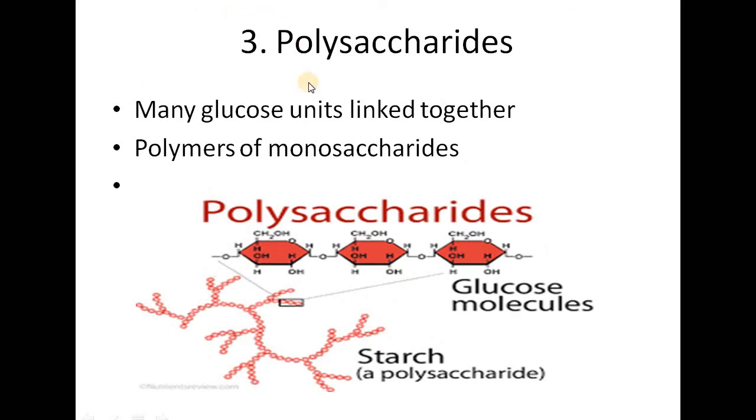These are polysaccharides. The polysaccharides, as we said, poly means more than two. So we have many glucose units that are linked together. Polysaccharides are polymers of monosaccharides, and we have lots of monosaccharides linking together by what? By the hydrolysis process that we talked about in disaccharide.